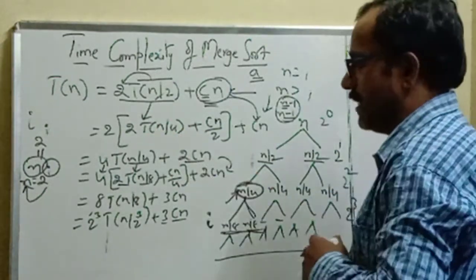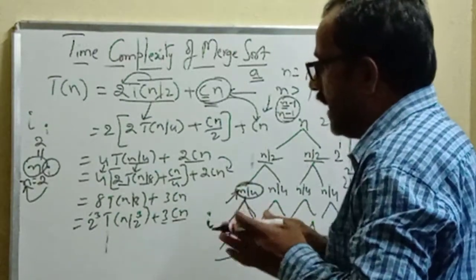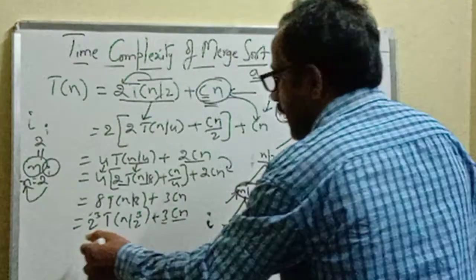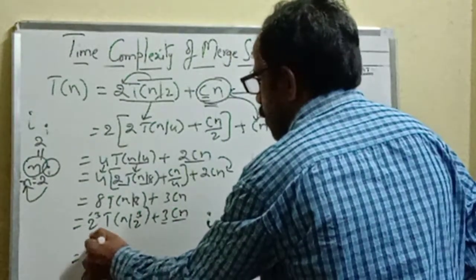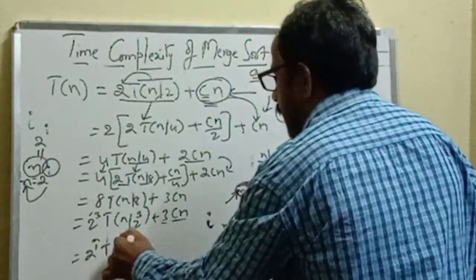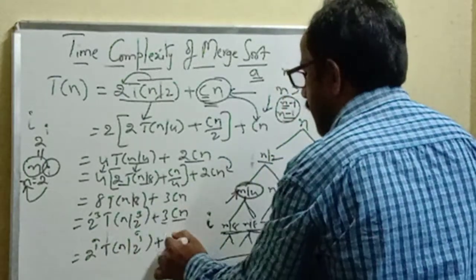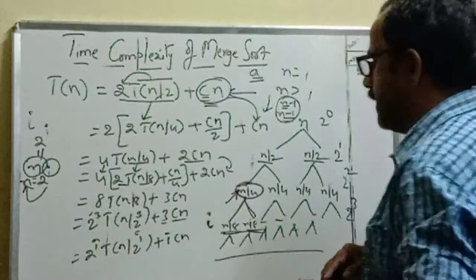Because that is the simplest case. If all the subproblems contain a single element, we cannot divide them further. Then take the generalized one: 2 power i T of n by 2 power i. If power i is there, then we get iCn. Is it clear now? Is it clear up to this?